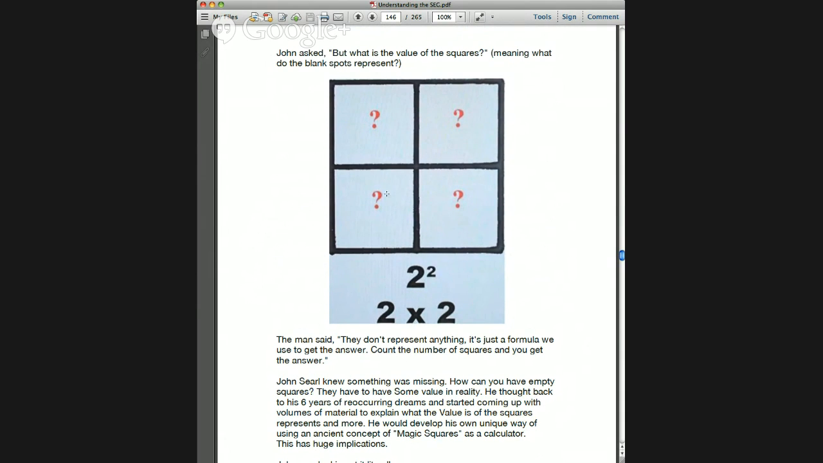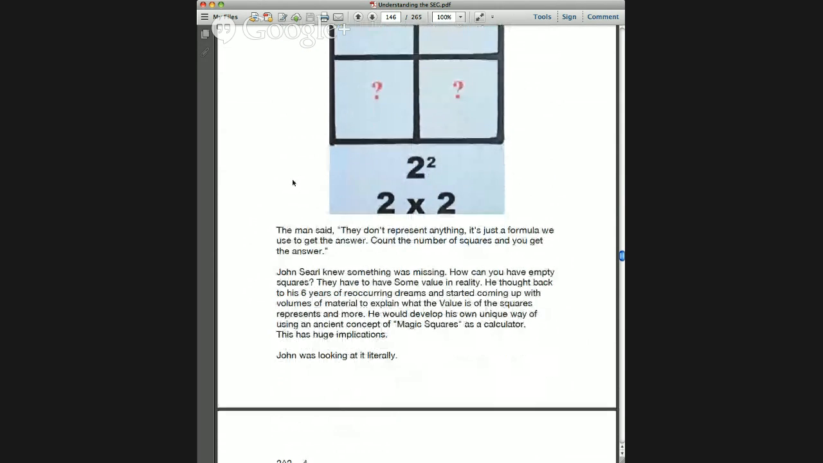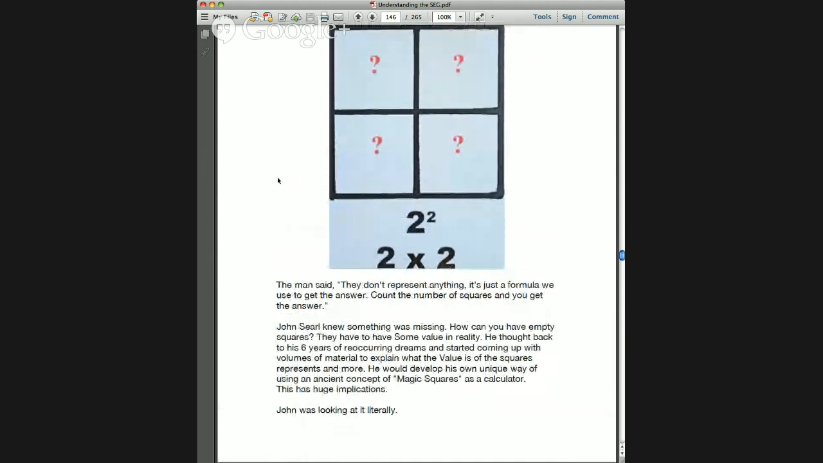There's like a vacuum in there. There's air. There's water. What is the value? What's in there? So the guy didn't have an answer. He just said, "No, it's just a formula."